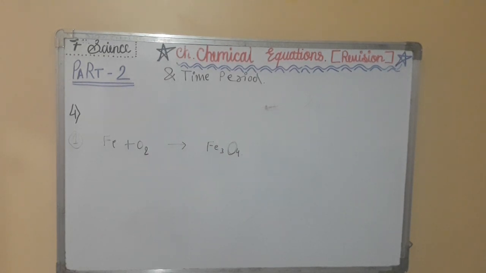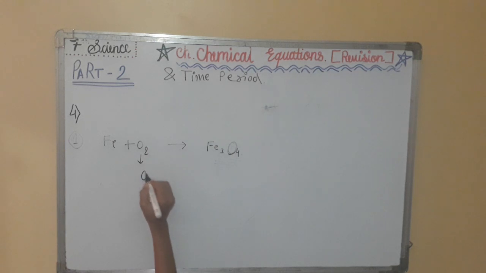So first we will balance oxygen. Every time we have to make the elements equal, we don't have to make the size smaller, always the size we have to make equal. We can't bring the greater molecules to small molecules. We have to bring small molecules like Fe1 and O2 to the greater molecule, Fe3 and O4.